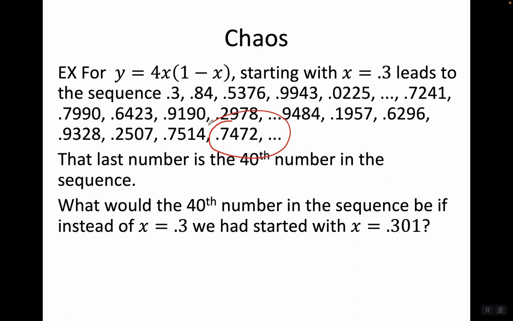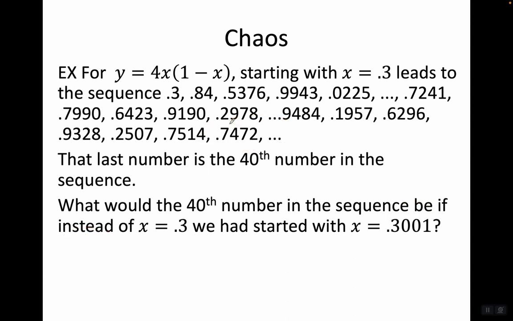What would the 40th number in the sequence be if instead of x equals 0.3, we had started with x equals 0.301? That's pretty close to 0.3. You might think it might not make a difference. We end up with 0.3706. That's very different. So even though we started with a number that was pretty close to 0.3, we ended up with a number that was very different from 0.7472 by the time we got to the 40th number in the sequence.